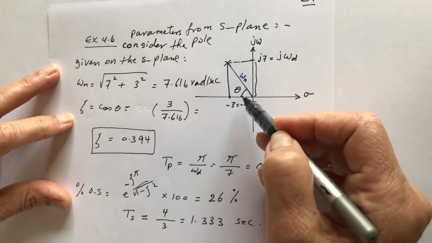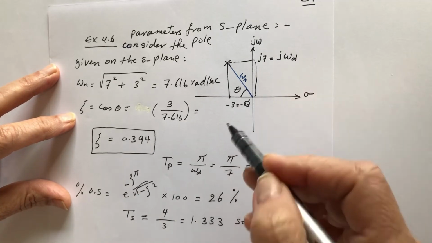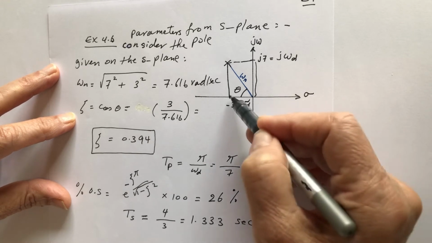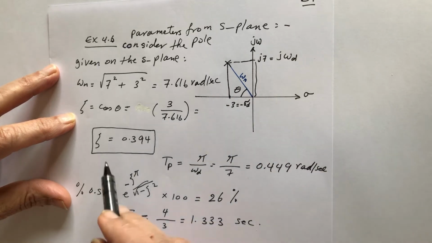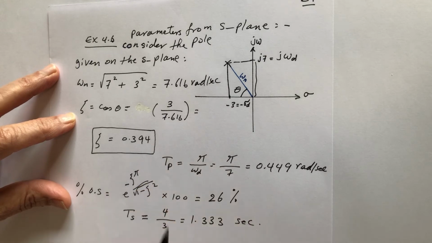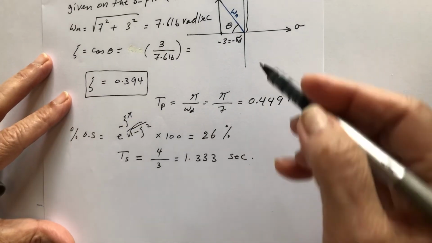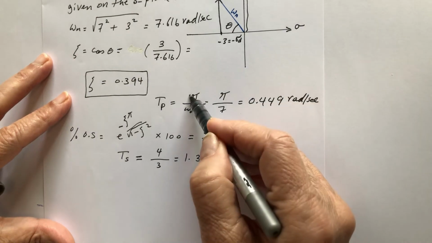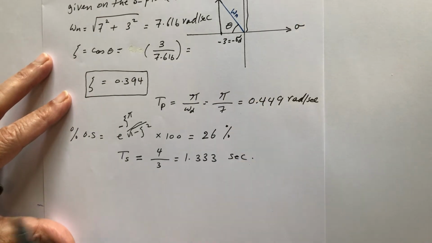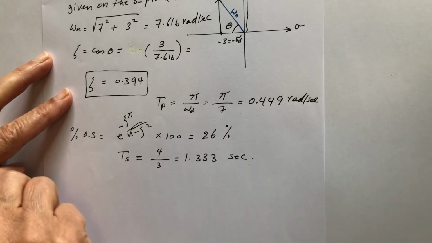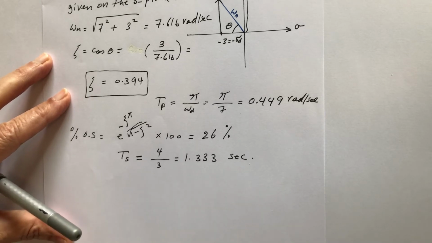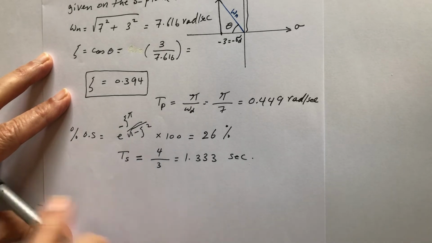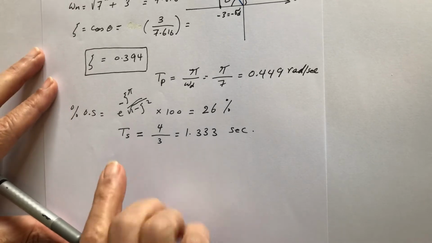Zeta equals cosine theta, and cosine theta equals 3 over omega n, which we found, and then we get zeta equals 0.394. And TP, what's TP? It's equal to pi over omega d. You have omega d given here, so it is pi over 7, which equals 0.449 seconds, and that's TP.